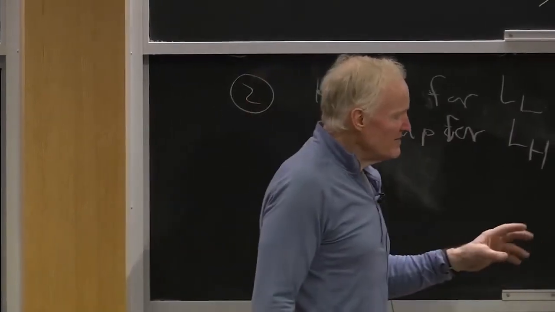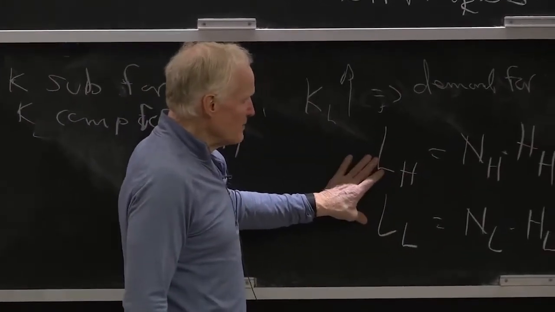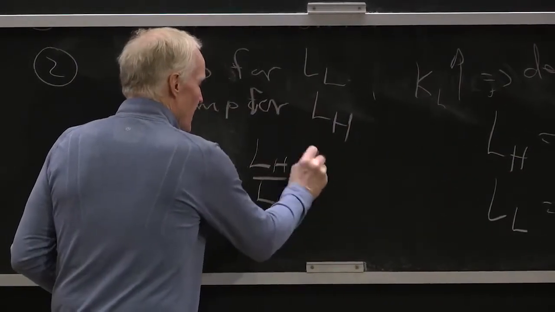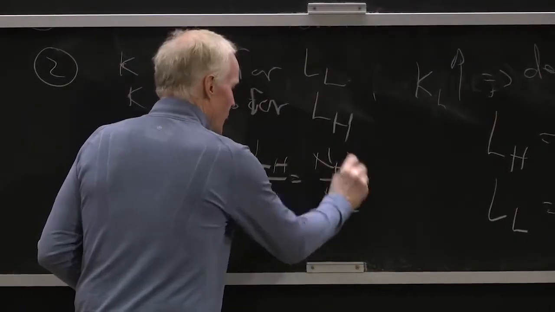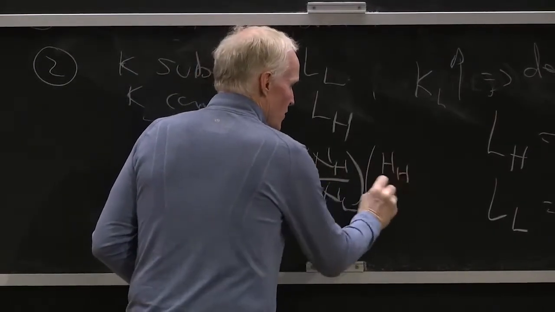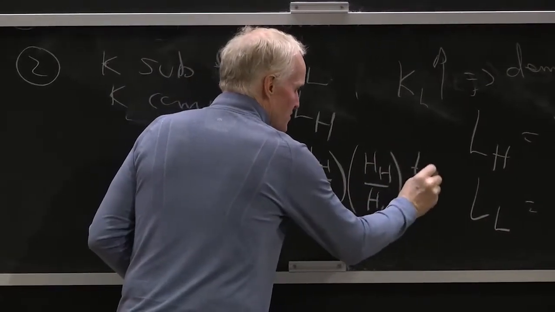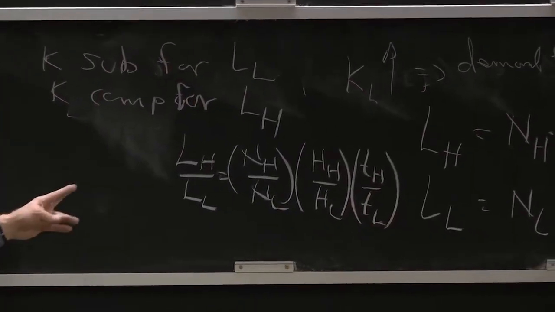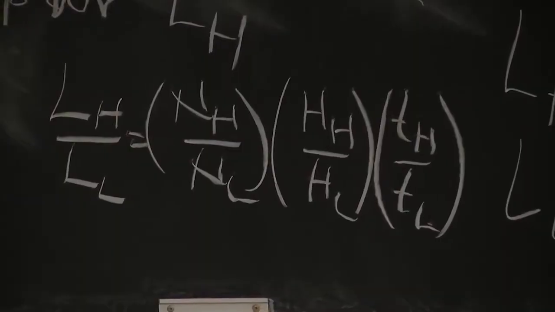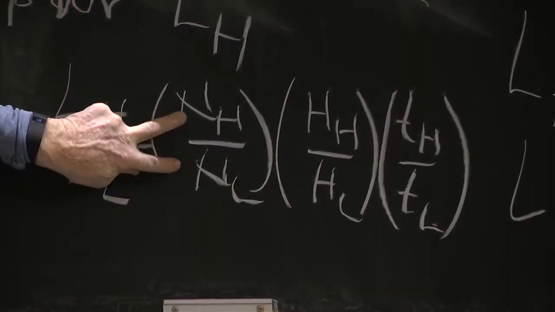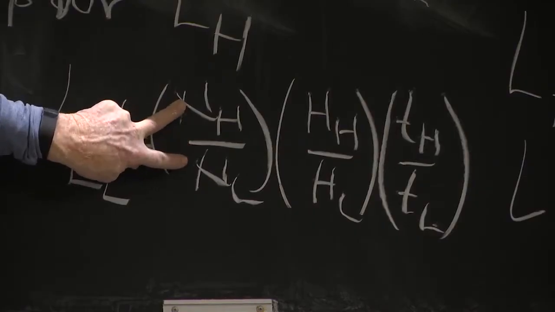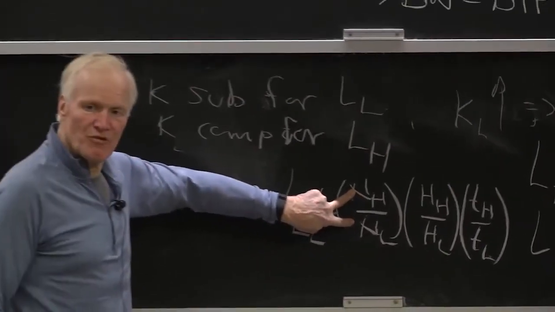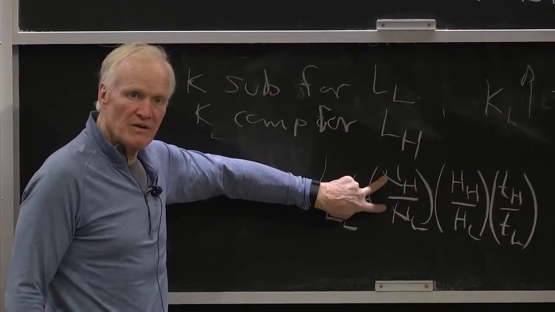So let's think about the supply response. So L_H over L_L equals N_H over N_L times H_H over H_L times T_H over T_L. Right? So that's the relative quantity. So now, let's say we go through a period, like the recent period, where this number grows slowly. So N_H over N_L grows, but not fast enough to keep the wage of high skilled from rising relative to the wage of low skilled.